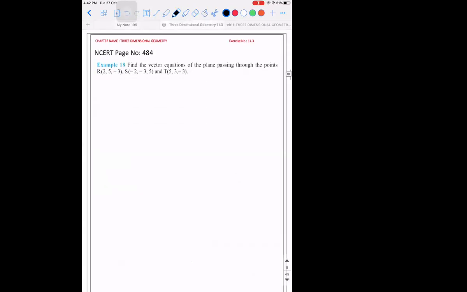So listen. Find the vector equation of a plane passing through the points R vector, S vector, and T vector. Instead of ABC, it is given RST. So what is the solution? They're asking for the vector equation. So what is the vector equation? R vector minus A vector dot B vector minus A vector cross C vector minus A vector is equal to 0.